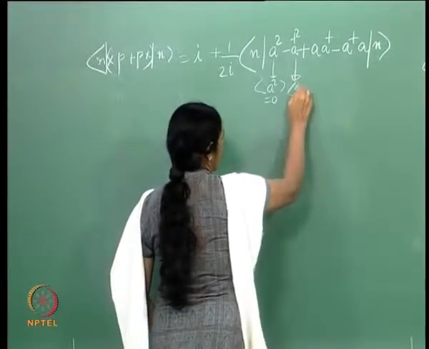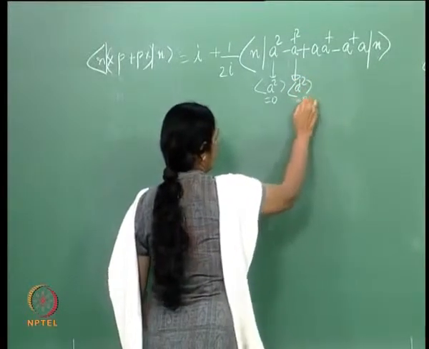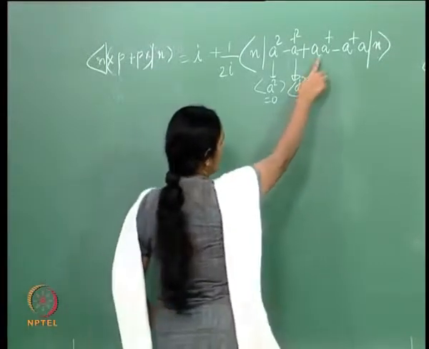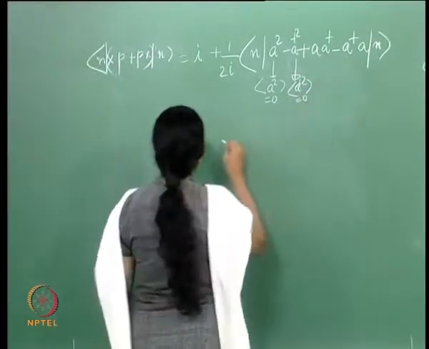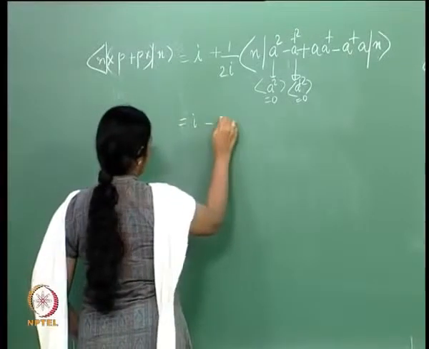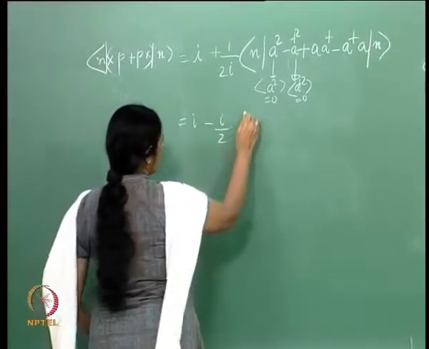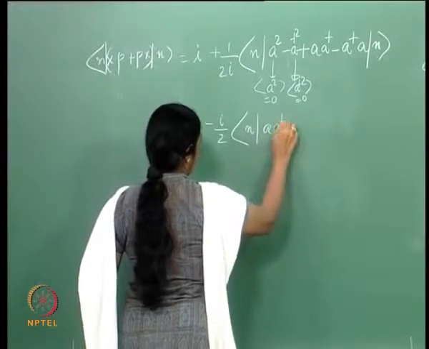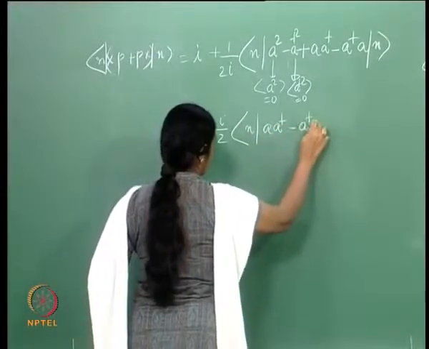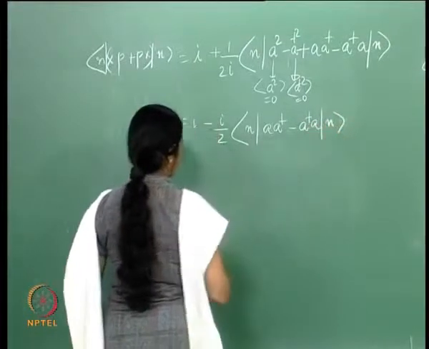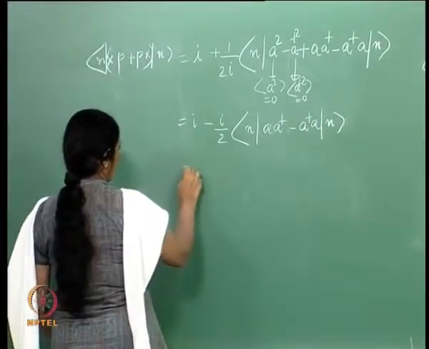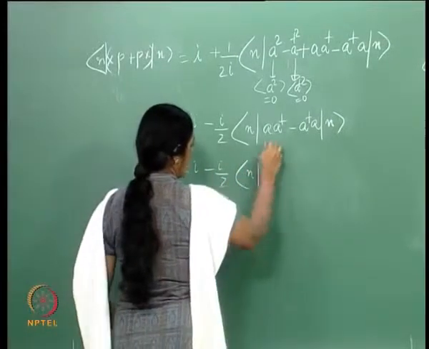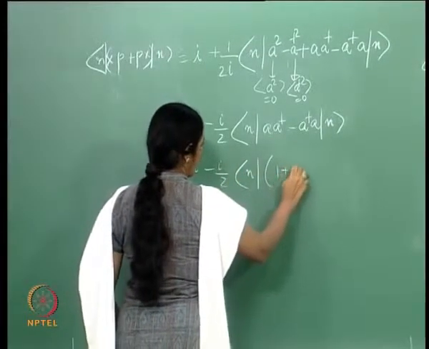Similarly, A dagger square's expectation value is 0. What I would be left with would be objects like this. So, this is I minus I by 2 expectation value of n A dagger minus A dagger A n. But I can always use the fact that A A dagger is 1 plus A dagger A.